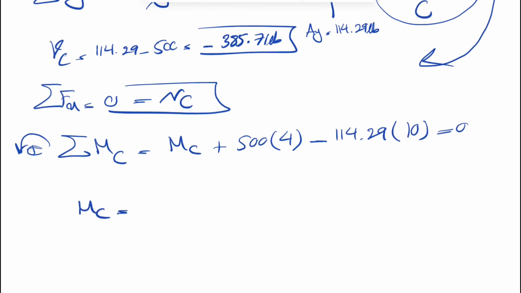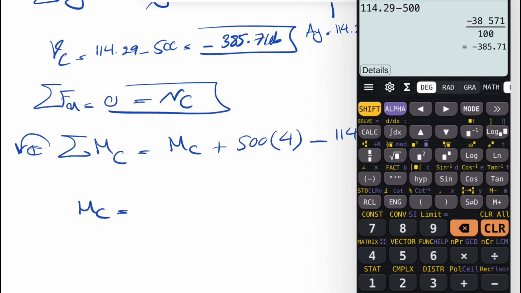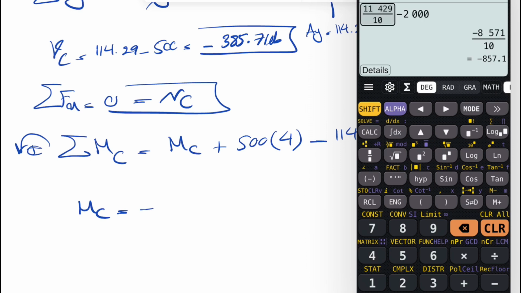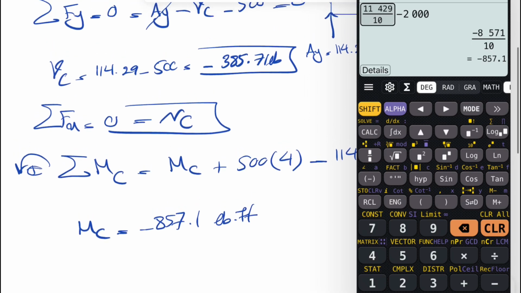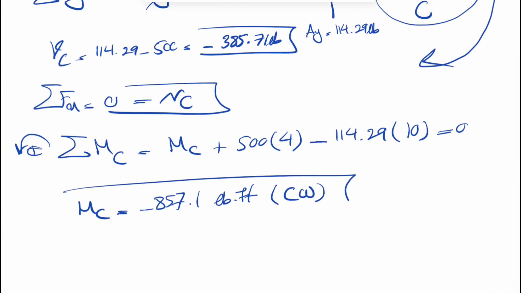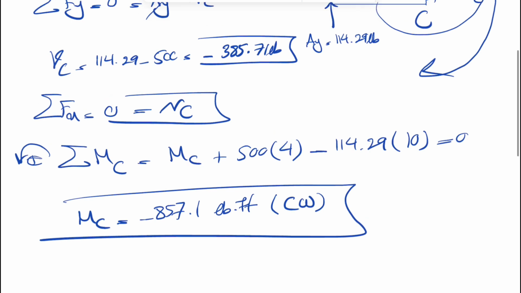So now our MC, or the bending moment, would be 114.29 times 10 minus 2000. So it's going to be minus 857.1 pound-foot. And the negative sign shows that the assumption was not correct and the moment is actually clockwise. That's pretty much everything for internal forces at point C.